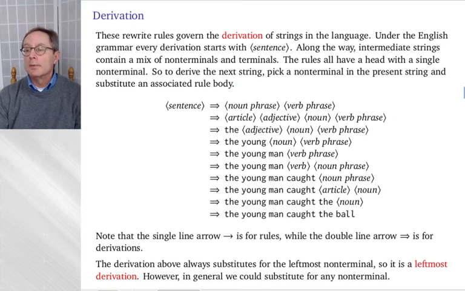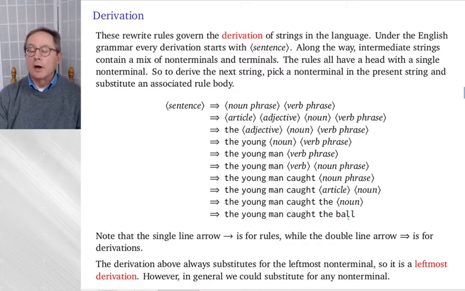So here, for example, there's two things you can do with a noun phrase. The rule says there's two things you can do with a noun phrase. I chose article, adjective, noun. So that's the difference between a double line arrow and a single line arrow. The single line arrow is the rules that tell you what is possible. The double line arrow describes what I actually did. And I got from the top to the bottom, of course, and I ended up with the sentence, the young man caught the ball. Okay.